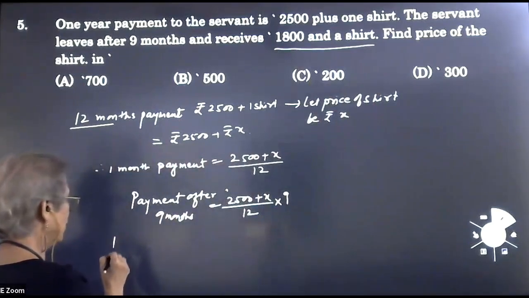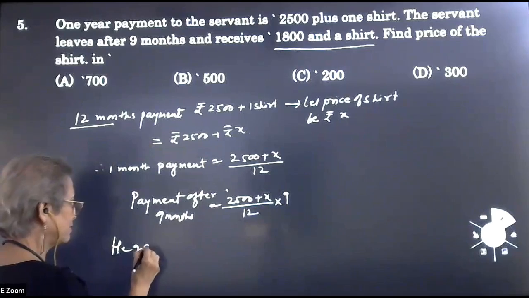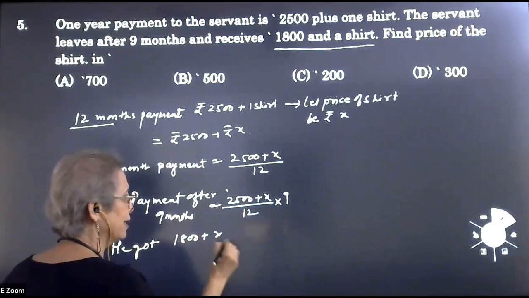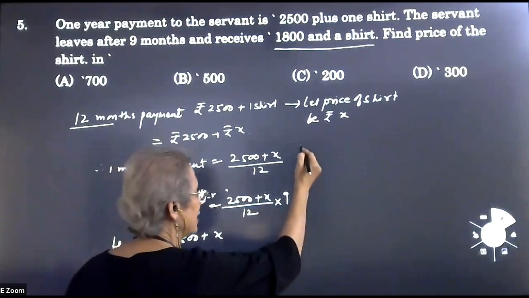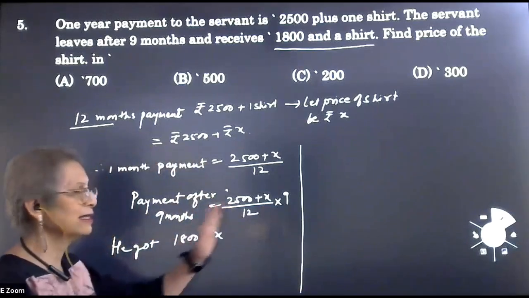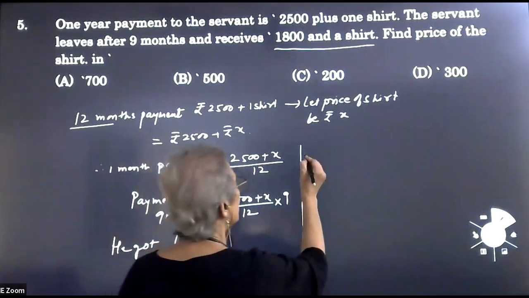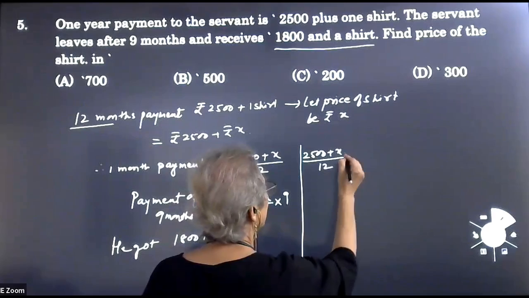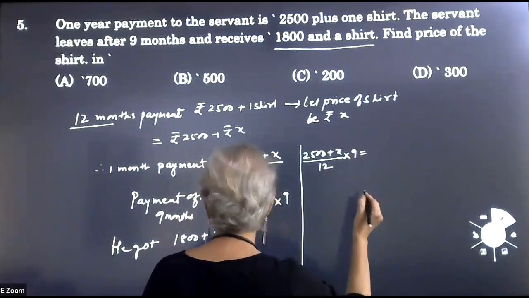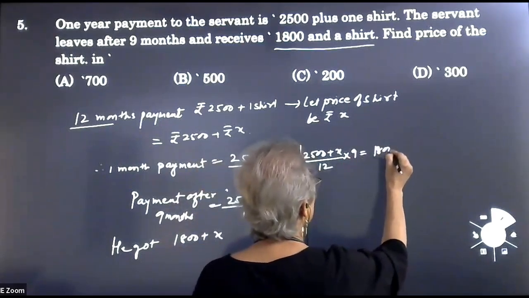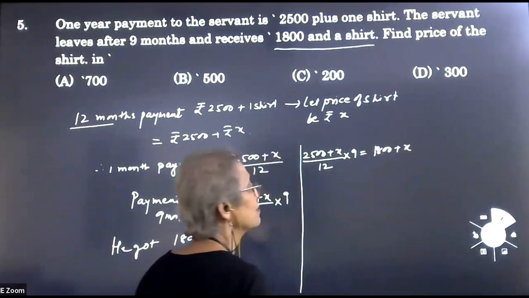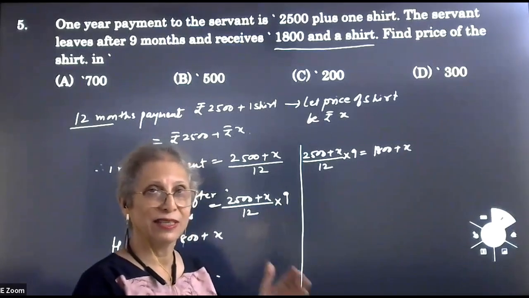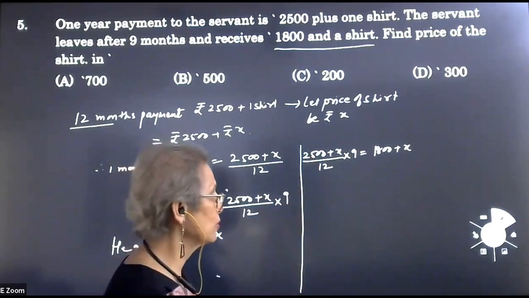1800 plus shirt means X. So let us equate them. Now this is an equality. (2500 plus X) upon 12 into 9 is equal to 1800 plus X. Now we have to solve this, right? Again, it is an equation. So we are going to solve.